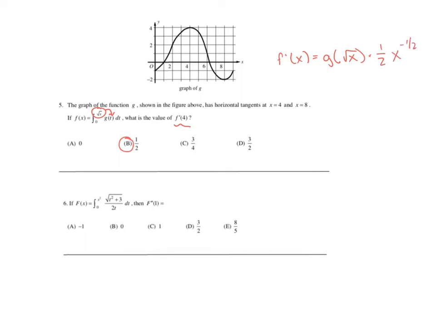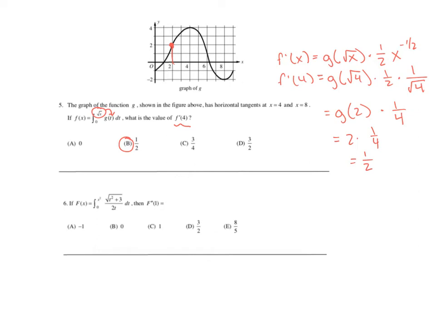So now we need to find f prime of 4. So I have g of root 4 times 1/2, and this we did before, 1/2 times 1 over root 4. G of root 4 is g of 2. And g of 2, if I look at the graph, g of 2 is 2. And that's how we get 1/2.